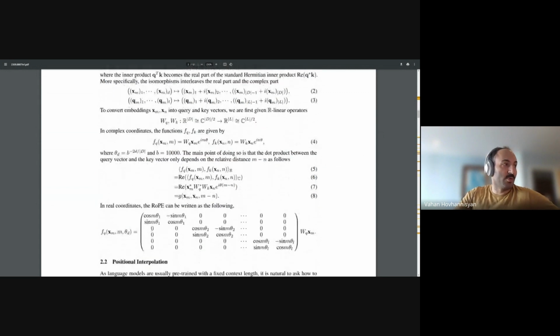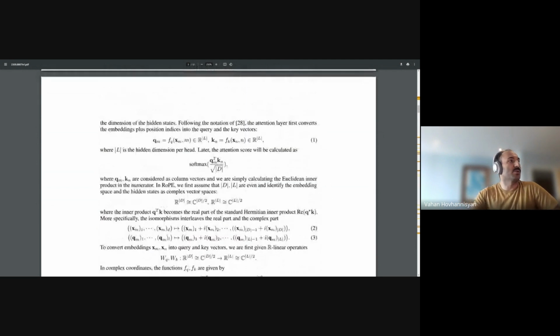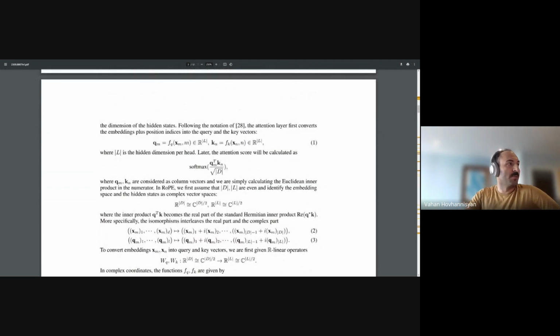What the good thing here is that, let me actually introduce these f functions also. So f_q and f_k are the functions that take the input tokens, so the x's are the tokens, and convert them into the q and k query and key vectors. Okay.